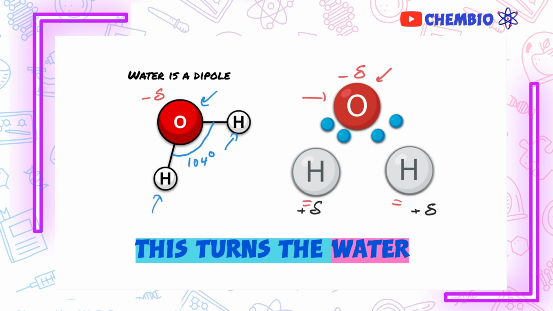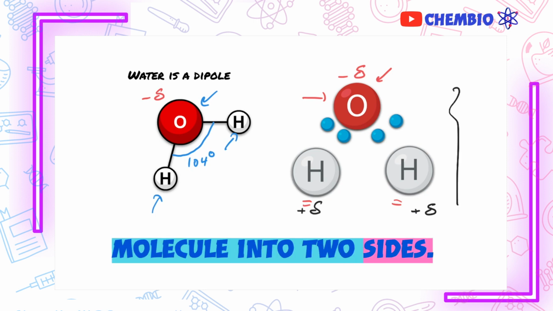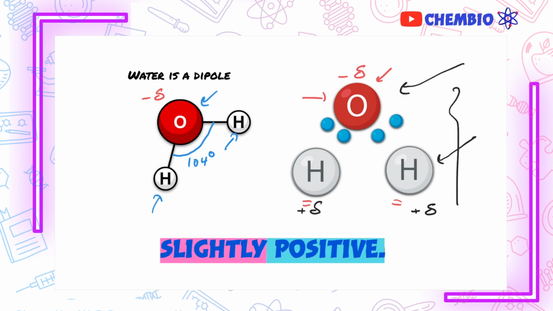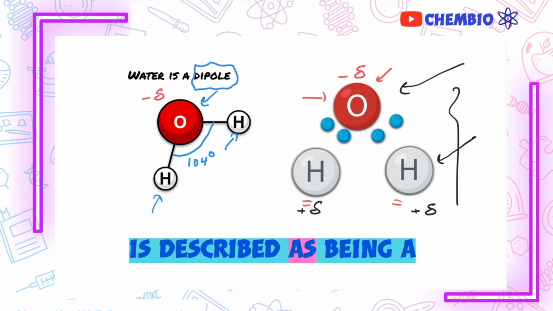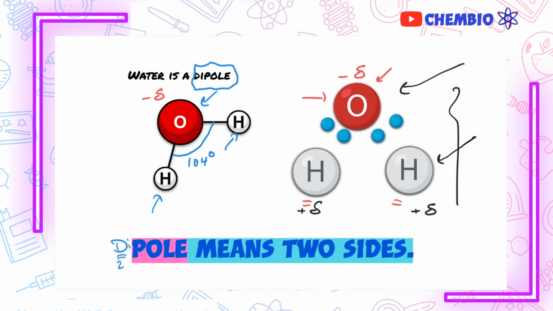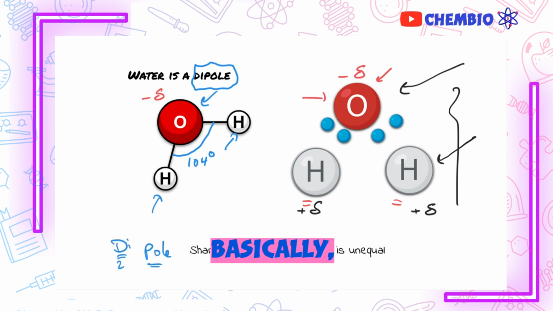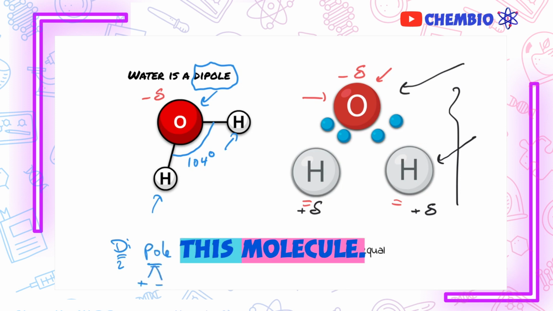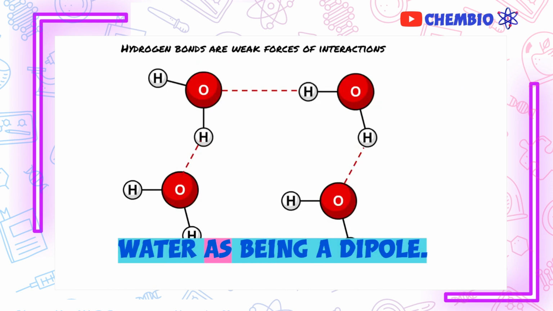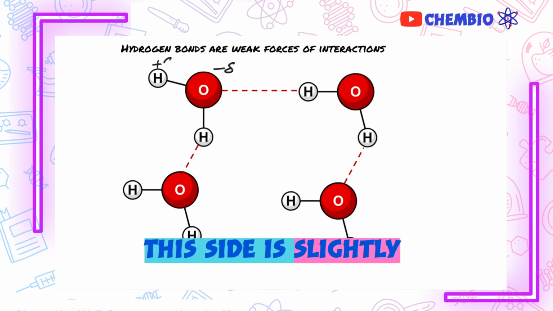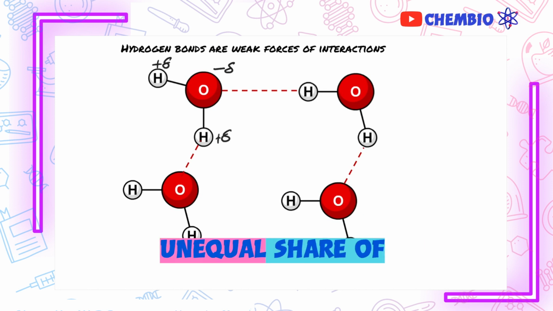This turns the water molecule into two sides. There's one side that is slightly negative, and there's one side that's slightly positive. And the entire molecule described this way is described as being a dipole. So di is two, pole means two sides. Basically, there are positive and negative sides of this molecule. Remember, we've described water as being a dipole. This side is slightly negative, this side is slightly positive because of the unequal sharing of electrons.